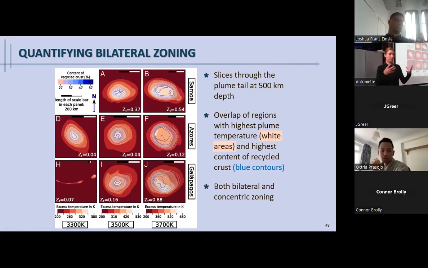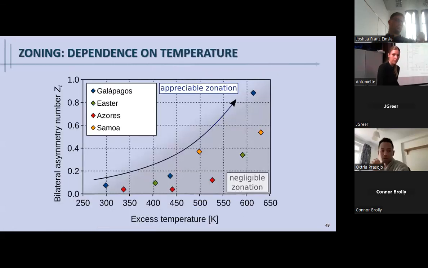And so now we can plot these asymmetry numbers versus different model parameters. So this is what's shown here. The model parameter we use here is the plume excess temperature, how much hotter are our plumes than the rest of the mantle.